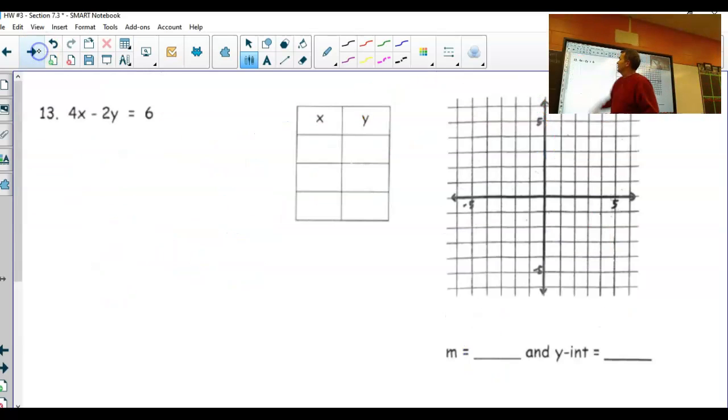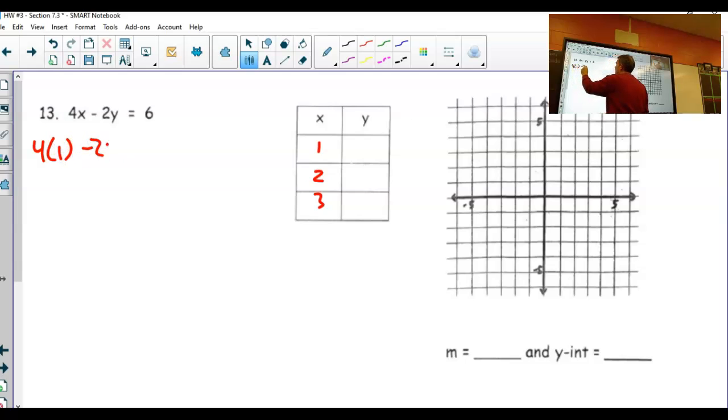Now we can go to number 13. All right, so in number 13, I need to make a table of ordered pairs that are solutions to the equation. So I would start by picking my 3 values for x. I'm going to pick 1, 2, and 3. And I'm going to substitute those numbers in for x.